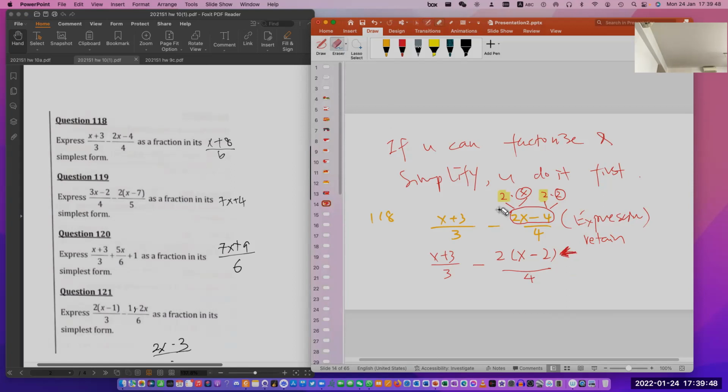Why? Because you see that your 4, you can also get it into 2 times 2. So once you transform it into 2 times 2, then you can actually delete the 2. Because you have 2 above, you have 2 below, you can actually delete the 2. Am I right? Then if you delete the 2 above and below, now you realize that the common denominator is actually 6.